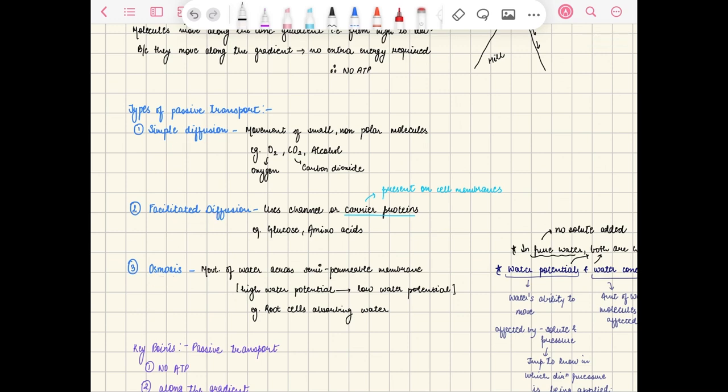Now, if we start with simple diffusion. Simple diffusion involves small non-polar molecules like oxygen, carbon dioxide, and alcohol that pass directly through the membrane. If you see here, there are two membranes, cell membrane A and cell membrane B. If oxygen has to go from A to B, what does it need to do? Simply, it will go along the concentration gradient from high to low, right?